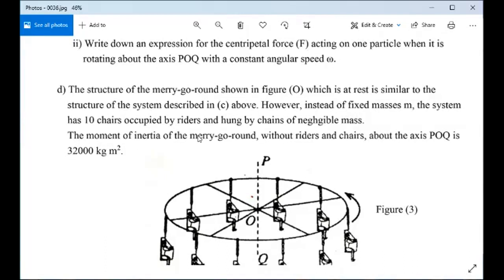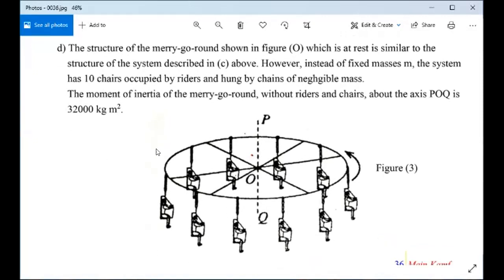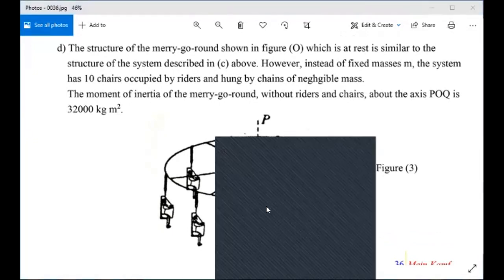It's okay. The moment of inertia of the merry-go-round without the riders and chairs is important. The moment of inertia of the merry-go-round without the riders and chairs about the axis POQ is 32,000 kg m square. So you see the structure, without the riders and chairs, only the merry-go-round has a moment of inertia of 32,000 kg m square.